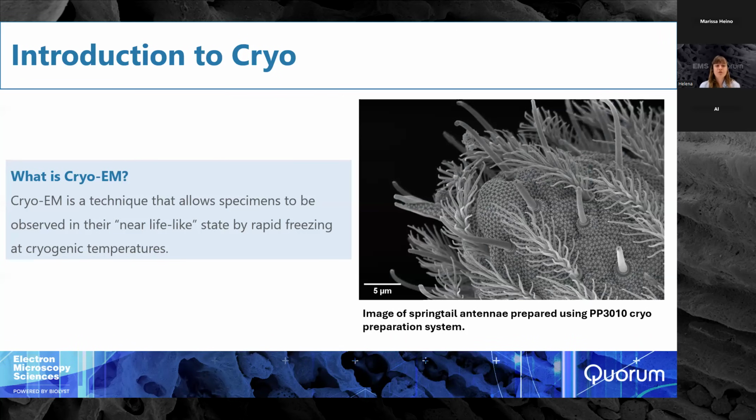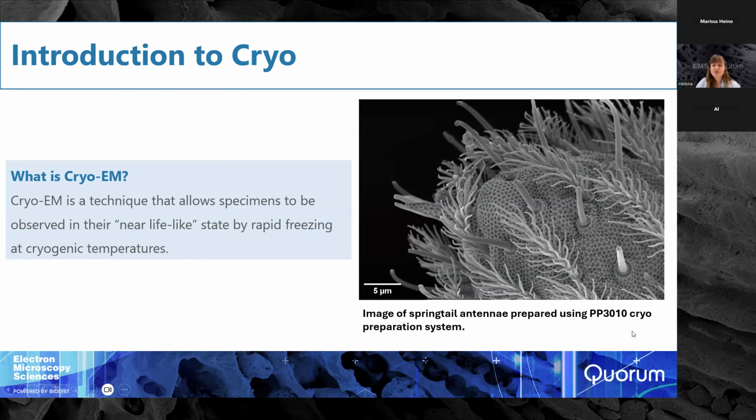Just so we all start off on the same page, I'm starting with what is cryo-EM. Cryo-EM is a technique that allows us to observe samples in their near-native-like state by rapid freezing at cryogenic temperatures. The idea is that we're able to preserve our sample while it's hydrated, so we're actually seeing more accurately what that sample looks like.